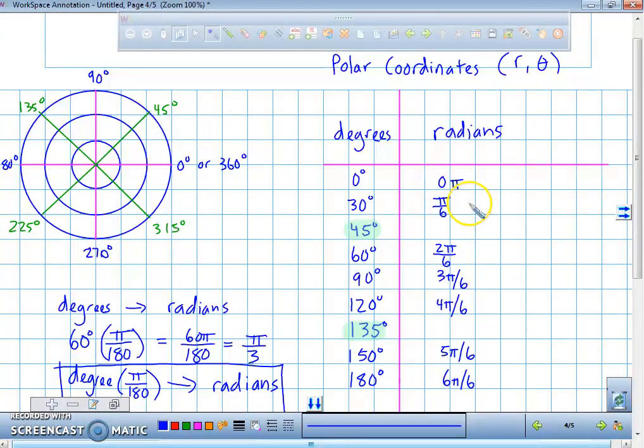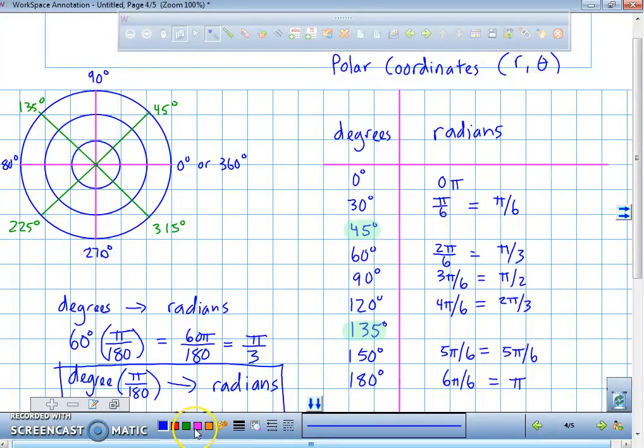Now, some of these stay the same. For example, this one just stays pi over 6. This reduces to pi over 3. This reduces to pi over 2. This reduces to 2 pi over 3. This does not reduce, it just stays the same, 5 pi over 6. Ooh! This one reduces to just pi. So right now, every time you go up 30 degrees, what do you add? You add another pi over 6 every single time.